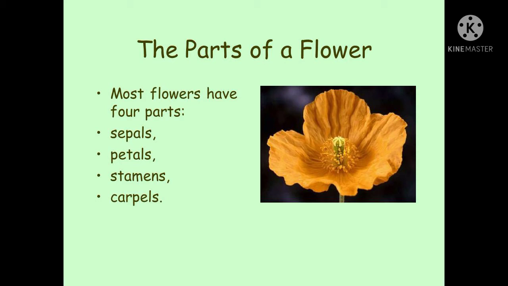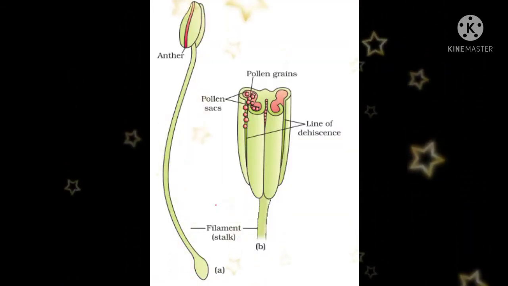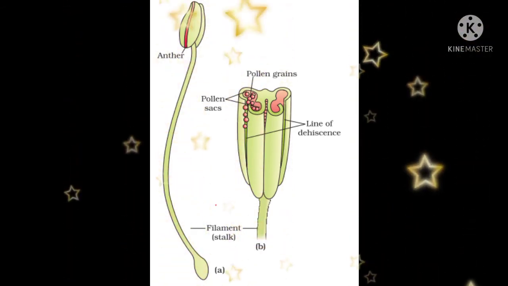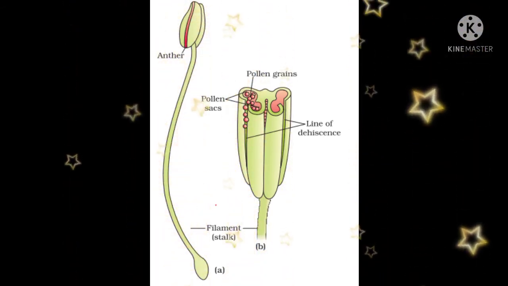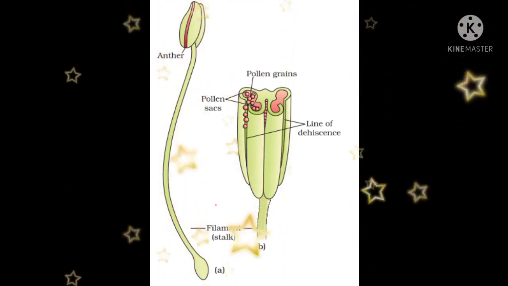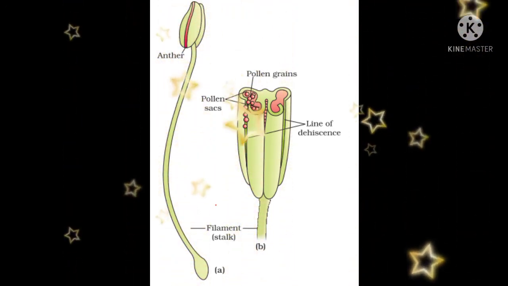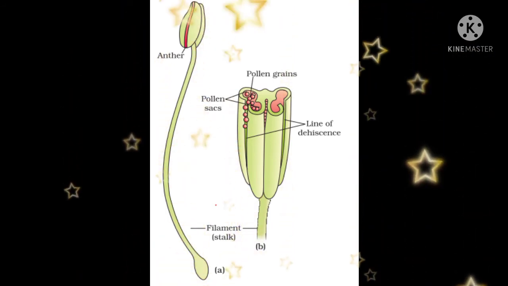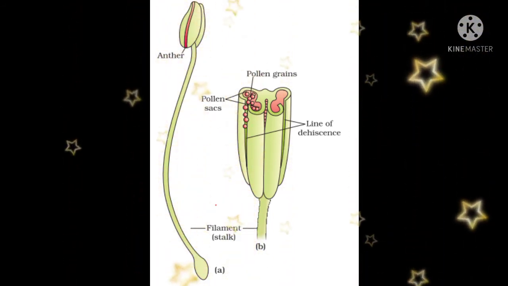Sepals are green in color, petals are colorful, stamens are the male reproductive organs, and carpels are the female reproductive organs of the flower. First of all, we will see the male reproductive organ of the flower, which is called the stamen. On the front of your screen, there is the figure of the stamen.